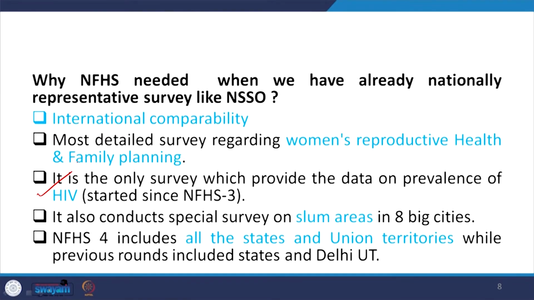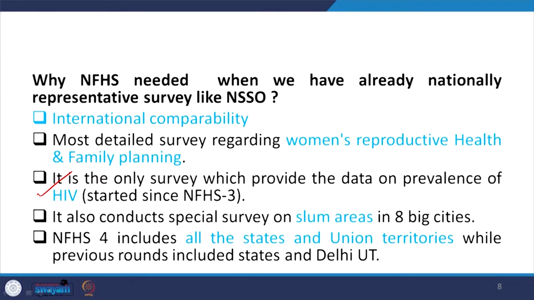So, slum related information you can also get from NSS, National Sample Survey, but this coverage and the NSS coverage are not comparable. Let me make it very clear, because the sampling frame considered by NSS and NFHS are entirely different. So, we cannot compare one result from using STATA of NFHS and another result of NSS. Okay. So, be careful about these particular databases. NFHS 4 includes all the states and union territories, while previous rounds included states and Delhi as the union territory.